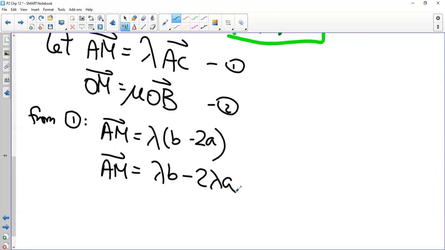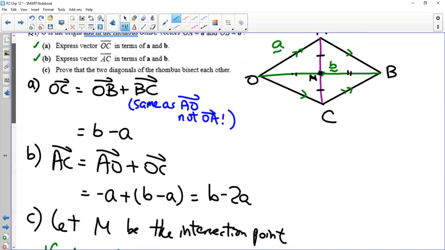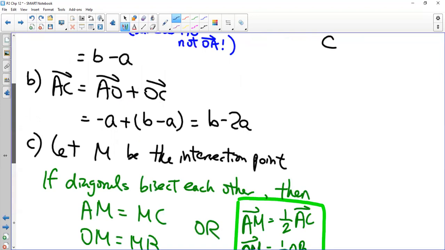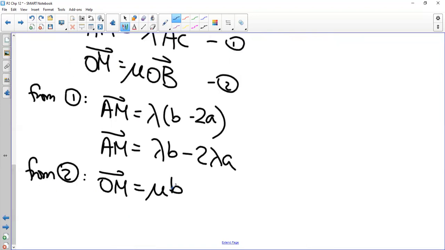We'll do the same with equation 2. From 2, OM equals mu of OB. I think, what's OB? OB should be... So right here, we've got an equation of AM and an equation of OM.